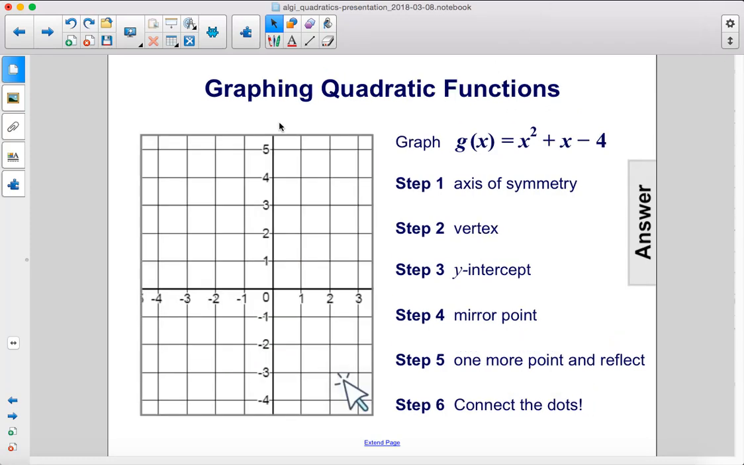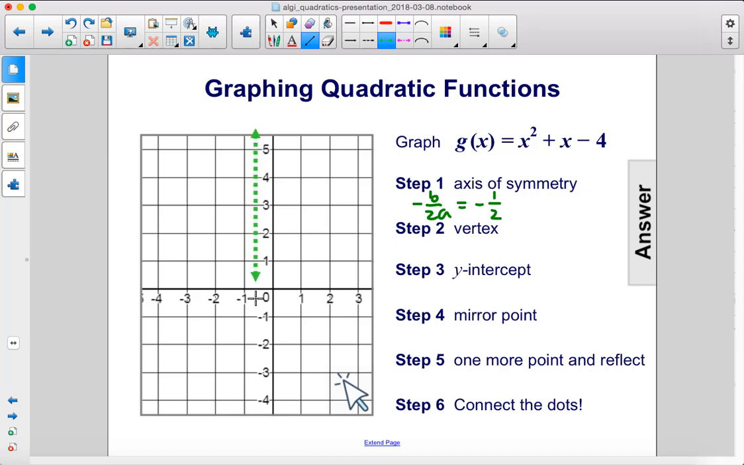Graph g of x equals x squared plus x minus 4. Alright, so let's begin with the axis of symmetry, which is at negative b over 2a. Here we have a and b are both 1, so that just becomes negative 1/2. So we'll draw a dotted line at negative 1/2, like that. Alright, next we have the vertex, which is negative 1/2 plugged into the function to give us the point. So we know that the x-coordinate is going to be negative 1/2, but what's the y-coordinate going to be?